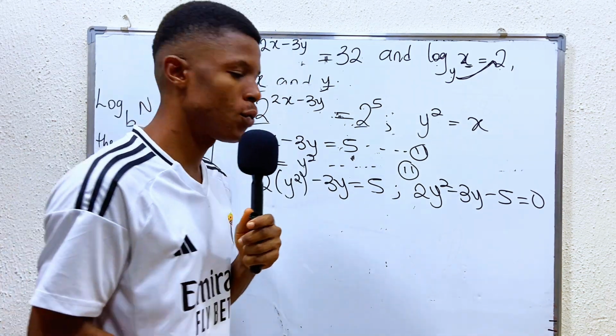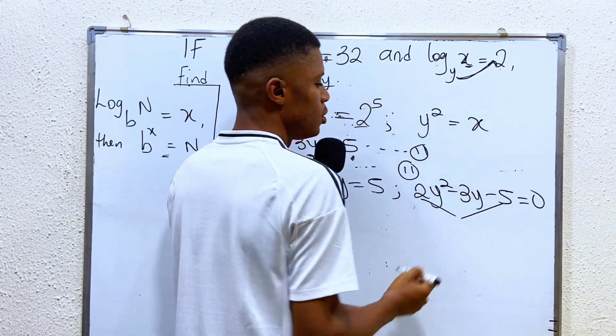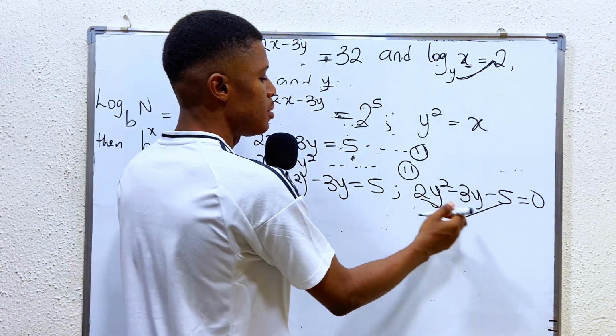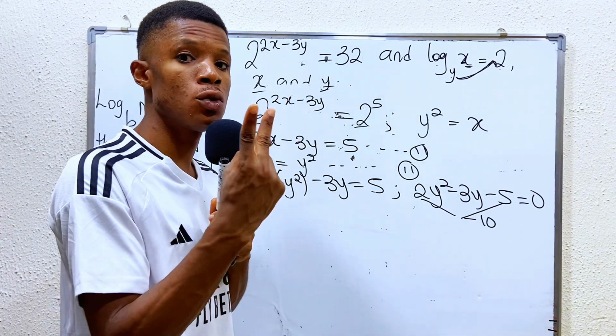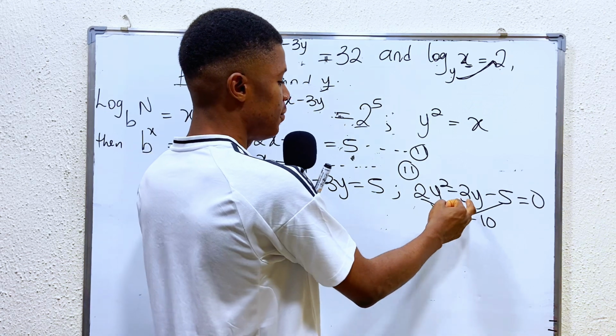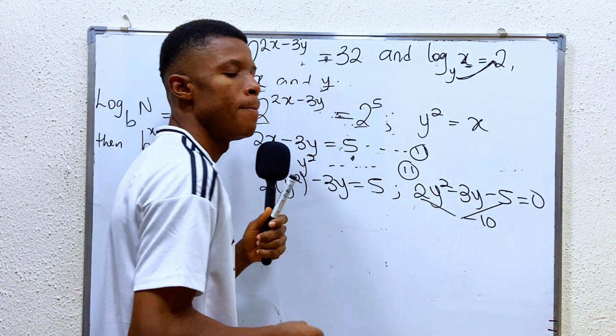And to factorize a quadratic, you remember in my previous video, I told you to multiply the last term by the first term. So 2 times minus 5 is minus 10. So now we are going to think of two numbers that multiply to get minus 10, but add to get minus 3.